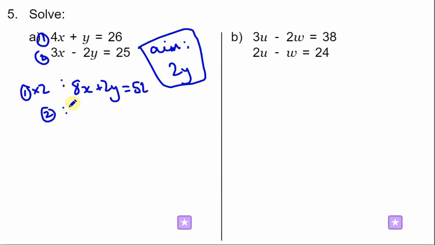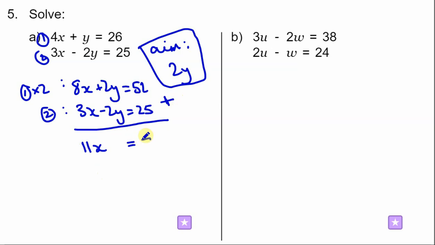And then equation 2 would be 3x minus 2y equals to 25. Yes, we've not got exactly the same thing, but we've still got the 2 there, and we know if we have the same number but different signs, we add them together. So this would be 11x. This would cancel to 0. 2y plus minus 2y would be 0. And then when we add these together, we are going to get 77. So x equals to 7. Put a little box around that, that's one of our answers.